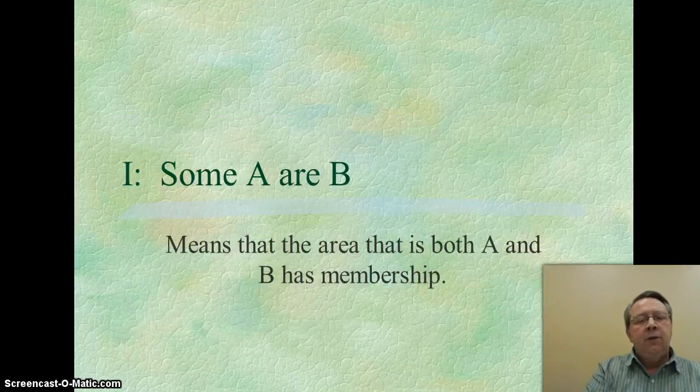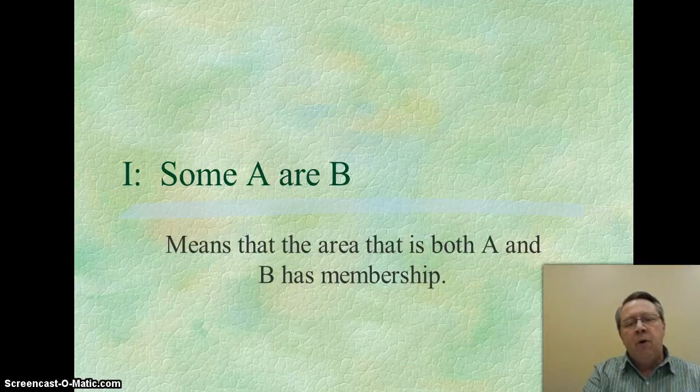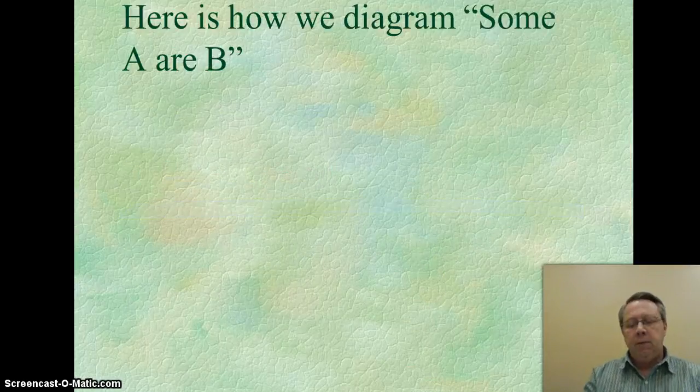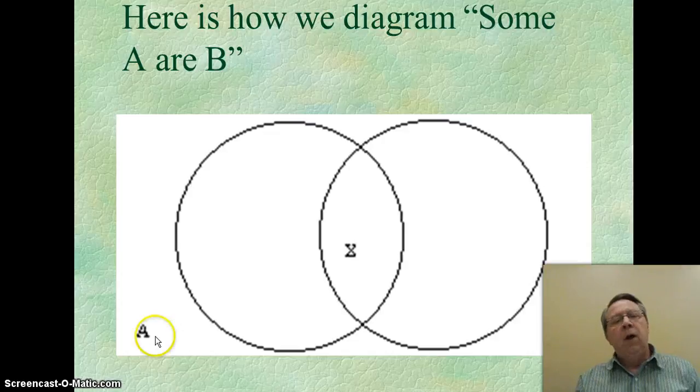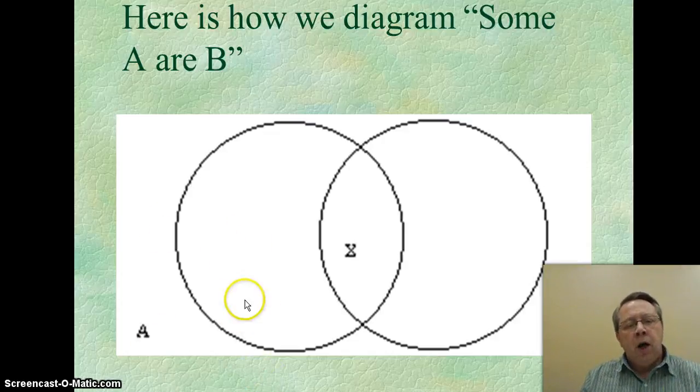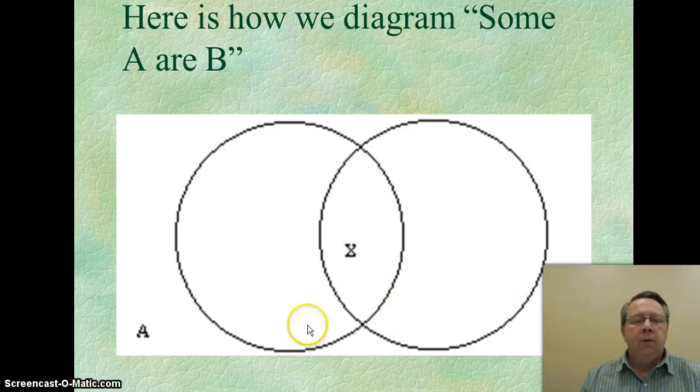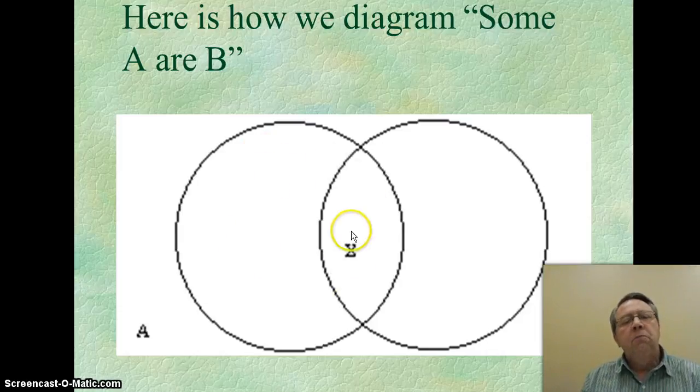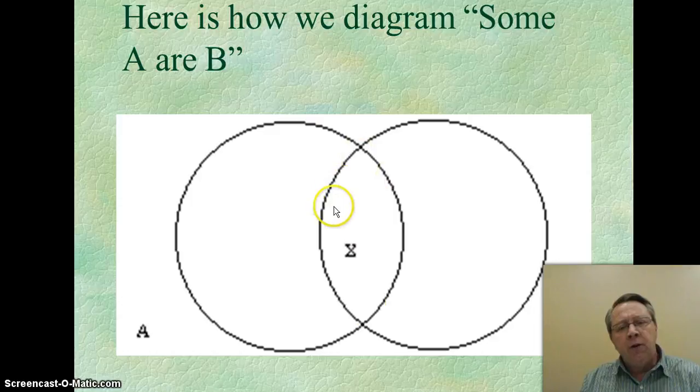All right. Some A or B means that there's an area that is both A and B that has membership. So let's look at it this way. If the subject is Americans and the predicate is farmers, some Americans are farmers. Are there Americans who aren't farmers? Yes. But we do have an area that is American farmers. So Americans and farmers overlap. So we know that a certain amount of people in the farmer category are Americans.